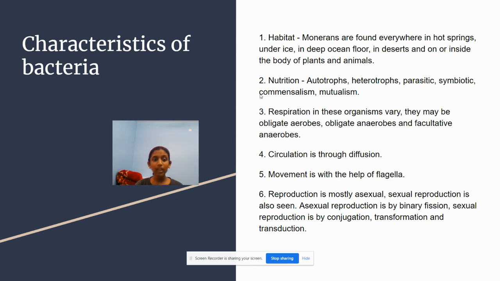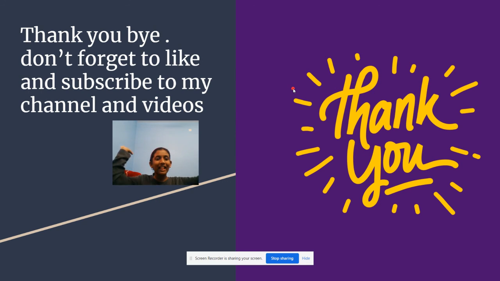Okay. The fifth point is that movement is with the help of flagella. Everyone knows that bacteria have a locomotory part, and they move through the flagella. Let's go to the sixth point. It is very common. We just learned that reproduction is mostly asexual. Sexual is also seen. Asexual is binary fission, and sexual reproduction is through conjugation, transformation, and transduction. So these are the processes we see here.